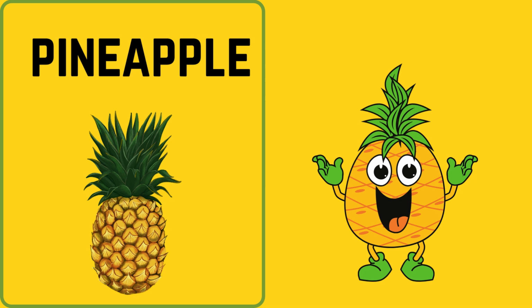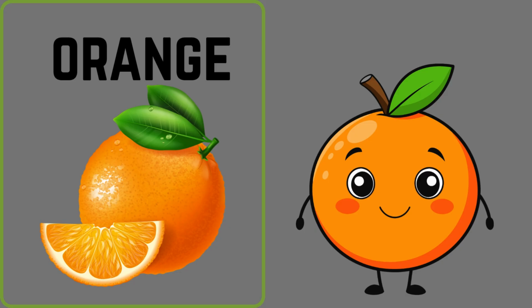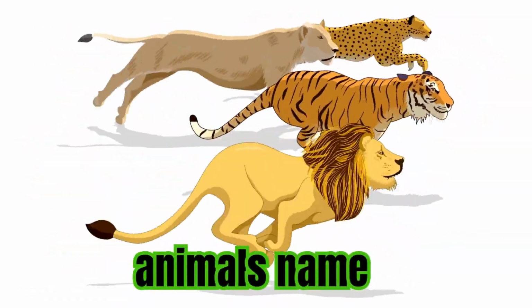Pineapple. Pineapple color is yellow, and its flavor so tasty, so yummy. Guava. You know guava color? Yes. Guava color is green. Orange. Orange shape is circle, and its color is orange. Good.